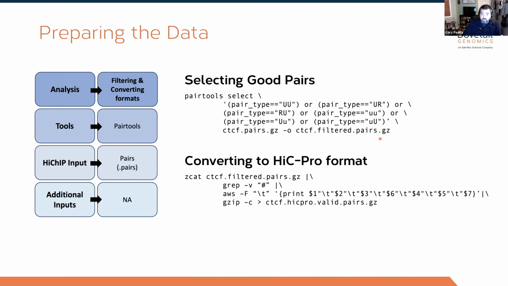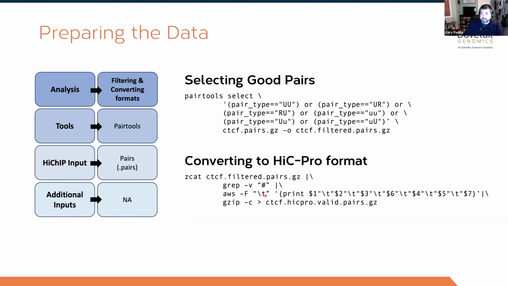Then what we're going to do is simply using a combination of, that's awk, not OS, of grep and awk, we will unzip the CTCF pairs file. We're going to remove anything that's been commented out. That's the pound sign, or hashtag, whatever you prefer. And then we're going to use awk, not AWS, awk -F.